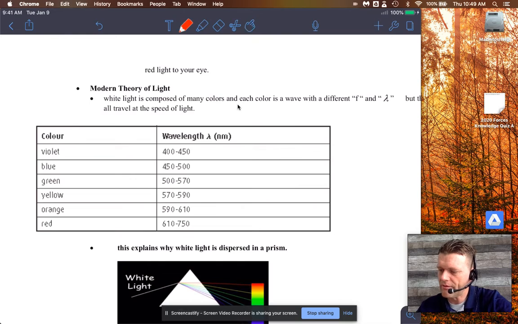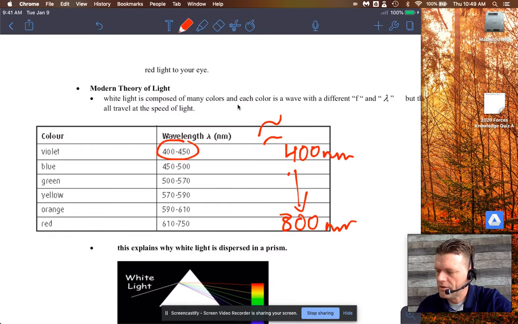Here we have a reference where violet is from 400 to 450 nanometers. If you remember, I wanted you to roughly remember that violet was about 400 and red was about 800. That range is sufficient for the range of wavelengths that you need to know. You have to have those memorized for visible light.